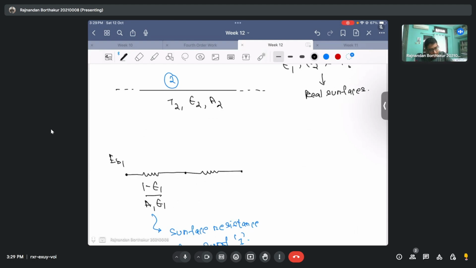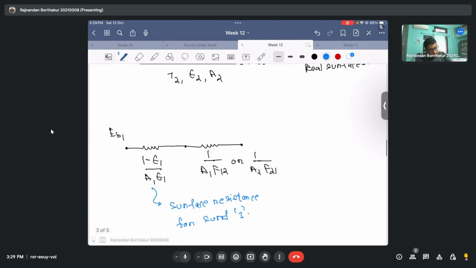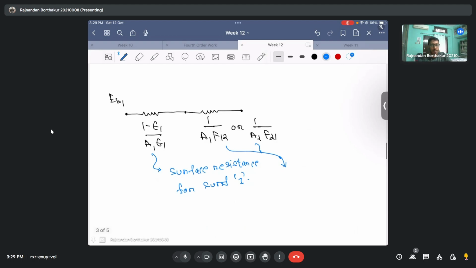Okay, so the space resistance can either be written as 1 by A1 F12, or you can write it as 1 by A2 F21, because you know that A1 F12 is nothing but A2 F21 from the view factor reciprocity. So you can write either of these two, 1 by A1 F12 or 1 by A2 F21, and these are known as the space resistances.